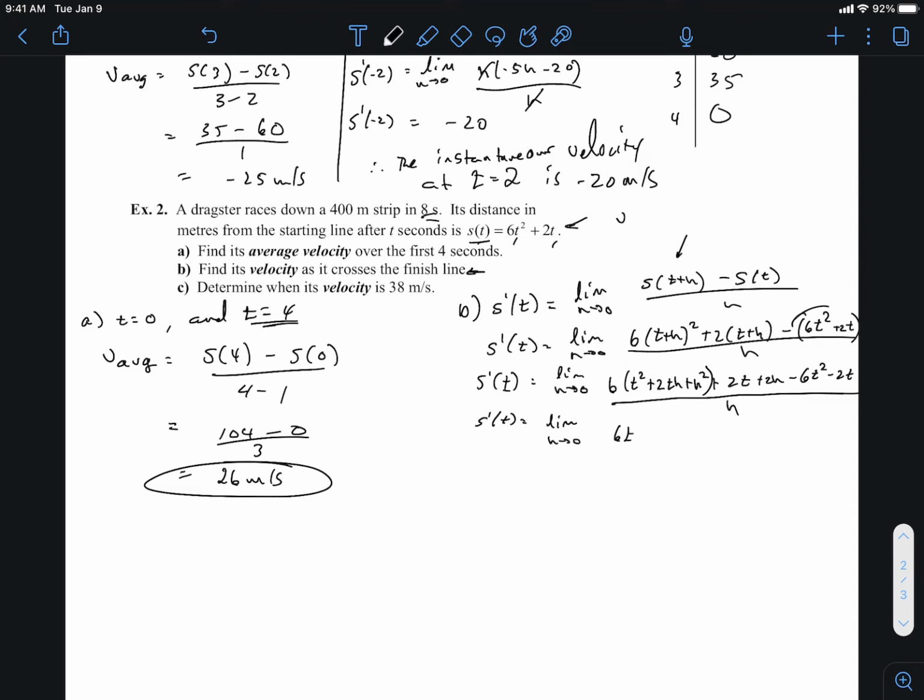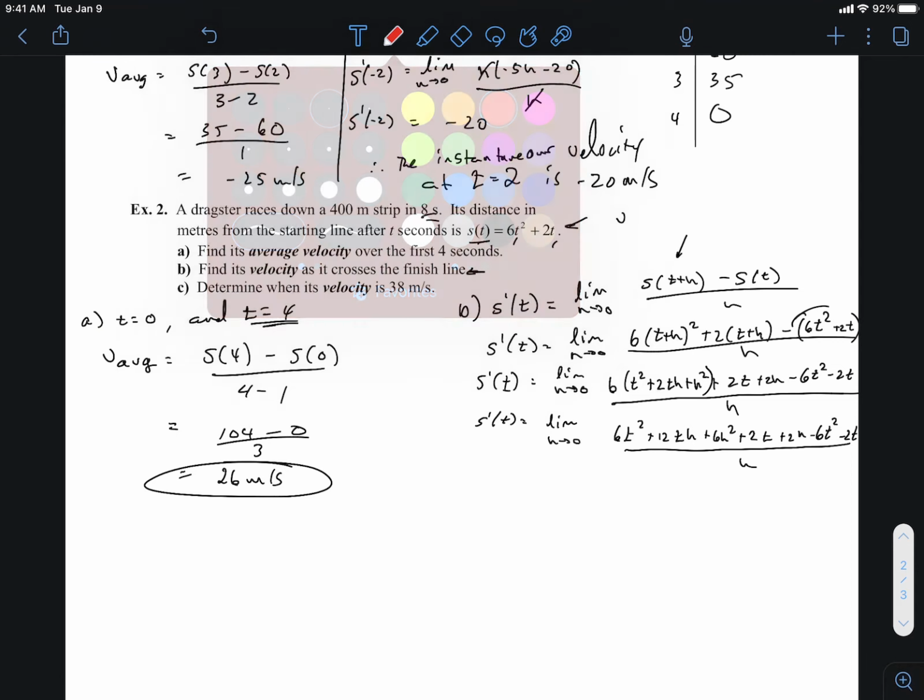We're going to see 6t squared plus 12th plus 6h squared plus 2t plus 2h minus 6t squared minus 2t, all divided by h. Now, let's have a look. 6t squared will pair up to 0 with minus 6t squared. We're going to have 2t with the minus 2t there, and that might be it.